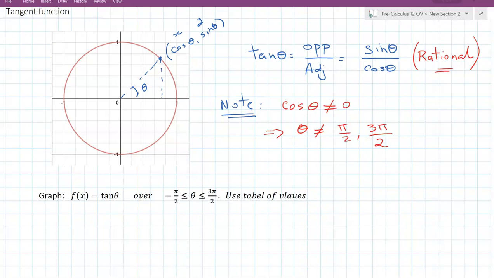Right, so it's time now to move on to tangent functions. We dealt with sine functions and cosine functions, and now we're going to deal with tangent functions. So for tangent functions, I want to start with the unit circle again.